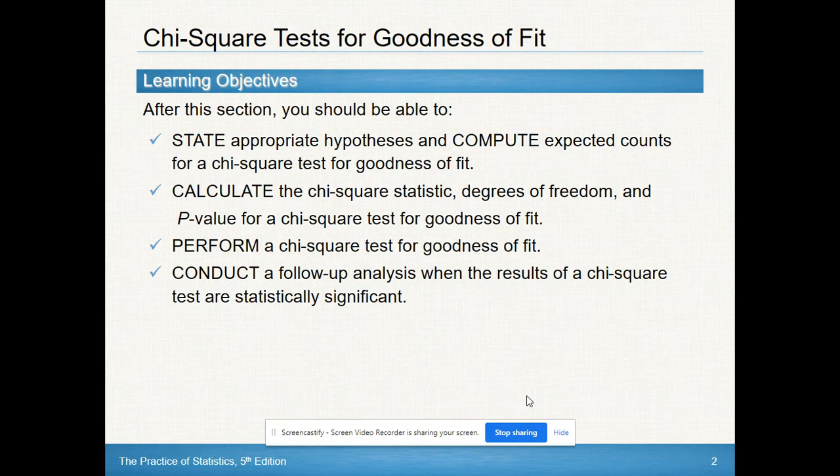So specifically in this section, I'm going to show you how to come up with the appropriate hypotheses and compute what we call the expected counts so that we can do a chi-squared test for goodness of fit. And then we're going to go through how we come up with the statistic, the degrees of freedom, and the p-value so that we can actually perform the test and then come up with a conclusion.